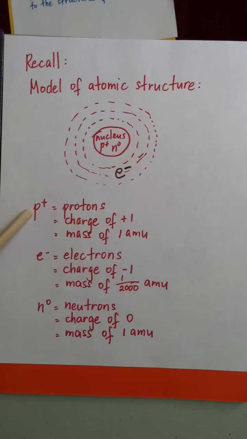So the protons we represent as P+. They have a charge of +1 and a mass of 1 AMU. The electrons we represent as e-. They have a charge of -1 and a mass of 1/2000 AMU, and we have described this as negligible. The neutrons we represent as n0. They have a charge of 0 and a mass of 1 AMU.